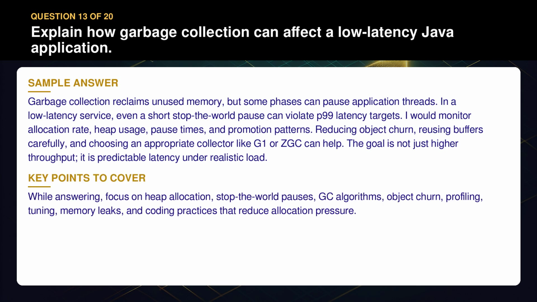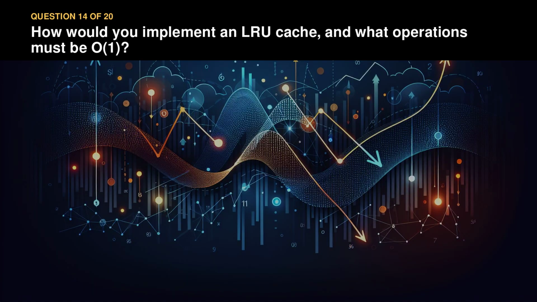While answering, focus on heap allocation, stop-the-world pauses, GC algorithms, object churn, profiling, tuning, memory leaks, and coding practices that reduce allocation pressure. Question 14. How would you implement an LRU cache, and what operations must be O(1)?